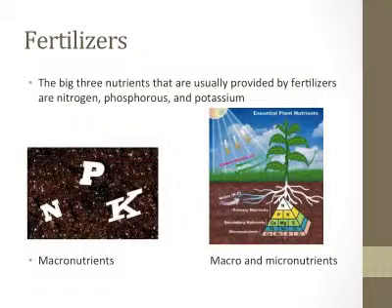So fertilizers have 3 main nutrients. They usually contain nitrogen, phosphorus, and potassium, which are some of the macronutrients that plants need. Remember, the macronutrients are the nutrients that plants need a lot of.